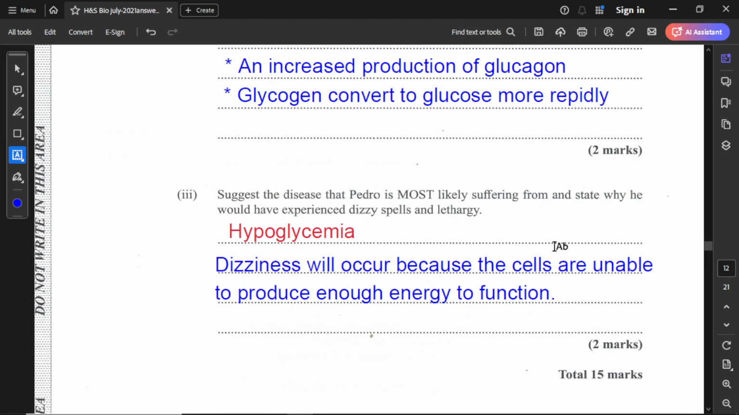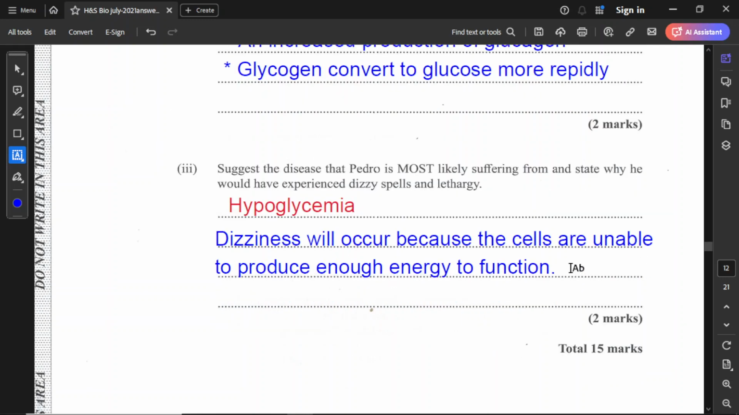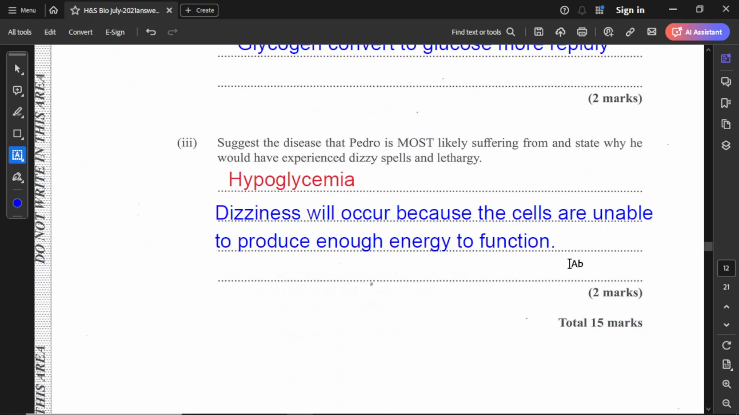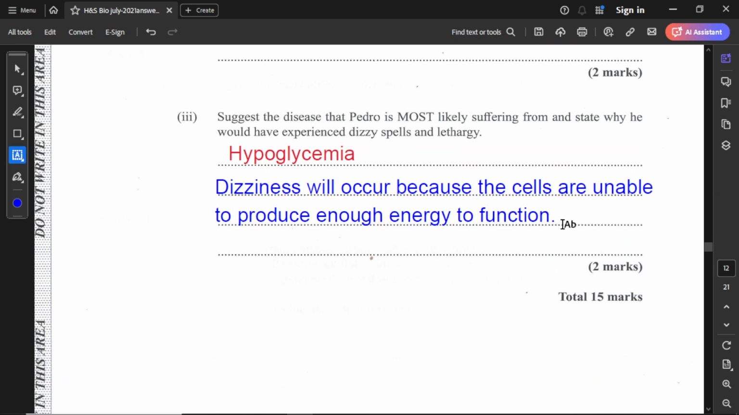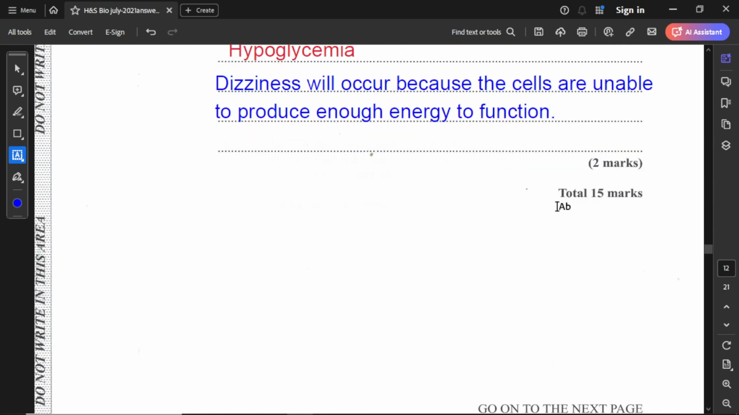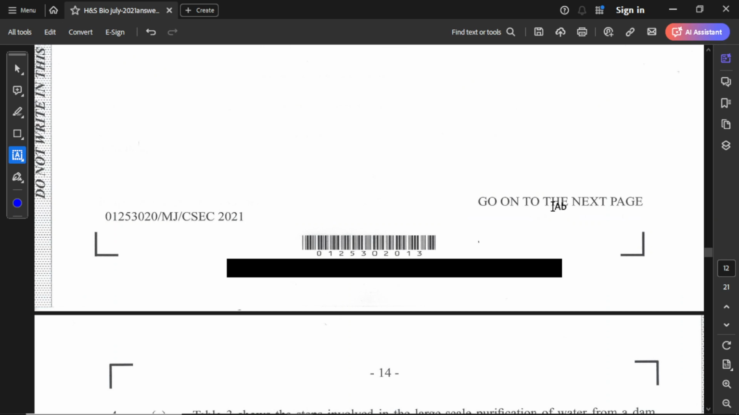All right. Now for part 3, it asks for the disease that Pedro is most likely suffering from and to state why he would have experienced dizzy spells and lethargy. And so the disease here is called hypoglycemia. All right. And dizziness occurs because the cells are unable to produce enough energy to function. Again, all cells need energy to carry out their function. And if there's no energy, then definitely the cells will start to slow down their actions. And of course, you will start to feel a little bit dizzy.